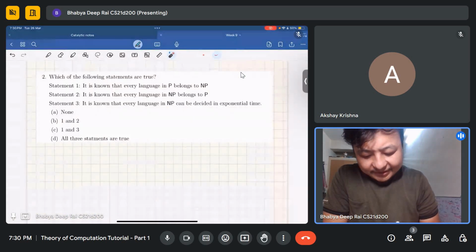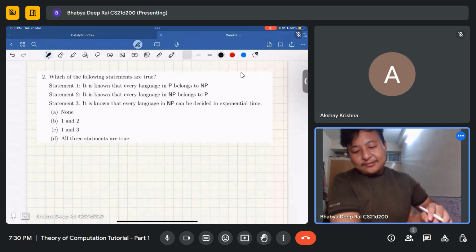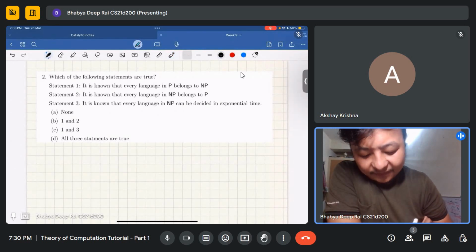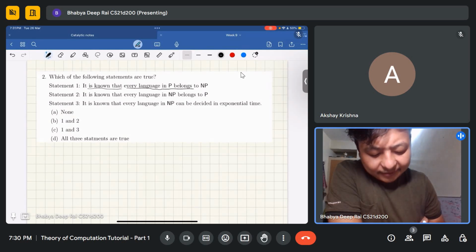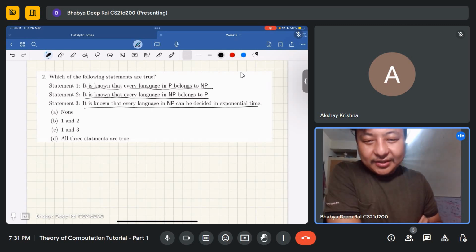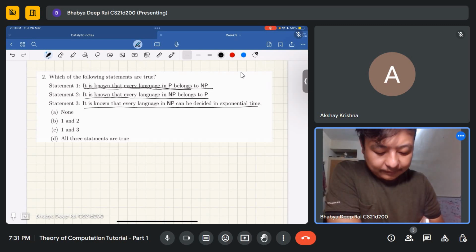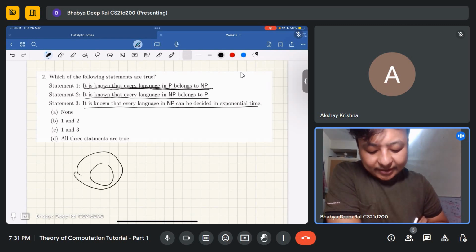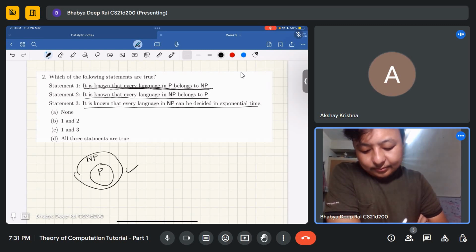Now here's another set of questions about P, NP, and so on. Which of the following statements are true? It is known that every language in P belongs to NP. It is known that every language in NP belongs to P. It is known that every language in P can be decided in exponential time. So, statement 1 is clearly true. It is known that every language in P belongs to NP. I have shown this earlier, right? This is true.